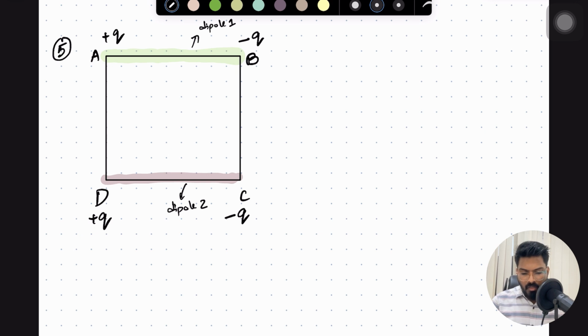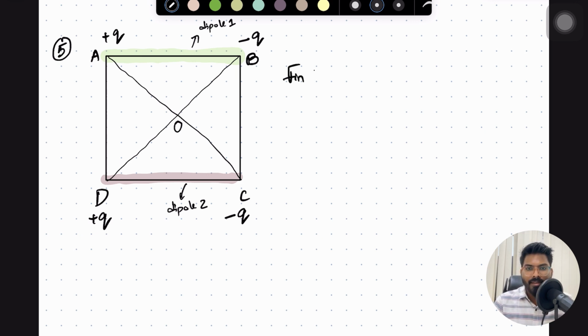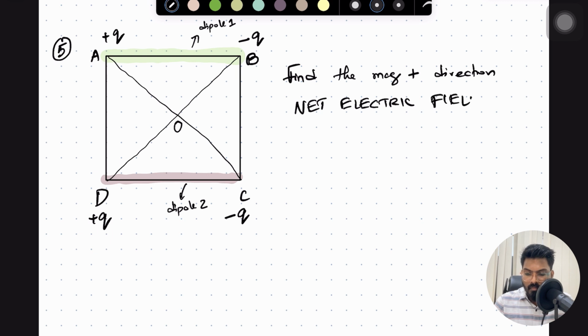Now, if I draw the diagonals in this square, they meet at the point O. Our question is to find the magnitude and direction of the net electric field at O. Now we have to find the net electric field at O.